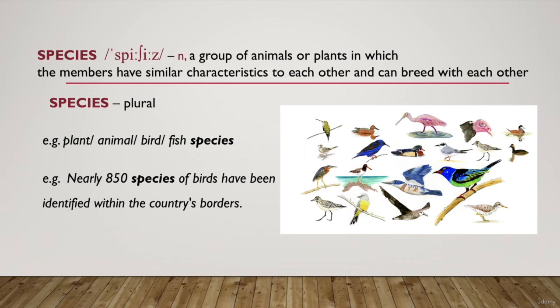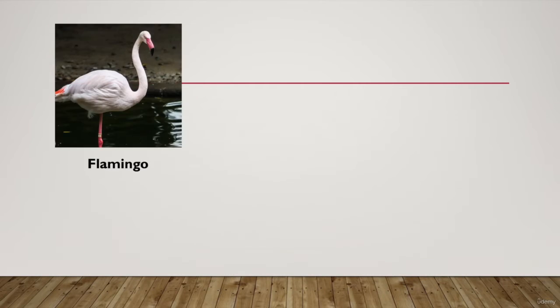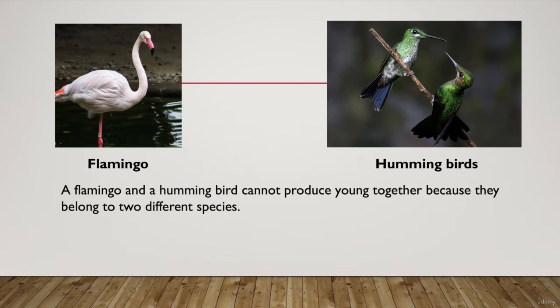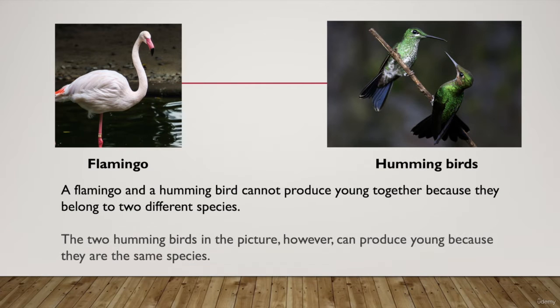For example, nearly 850 species of birds have been identified within the country's borders. In this picture, you can see a variety of bird species. Now let's talk a little more about species. In this picture, you can see a flamingo bird and 2 hummingbirds. A flamingo and a hummingbird cannot produce young together because they belong to 2 different species. The 2 hummingbirds in the picture, however, can produce young because they are the same species.